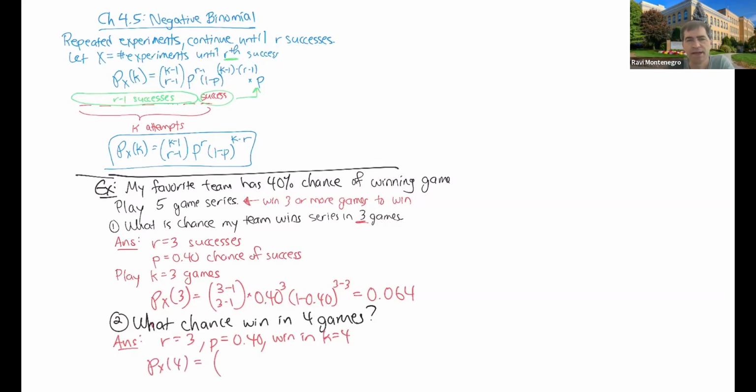So the formula has k minus 1. So that will be 4 minus 1, choose 3 minus 1. Then p to the r, 1 minus p to the 4 minus 3. And that will be 11.5%.